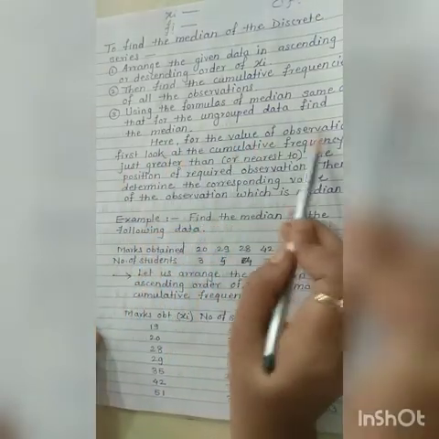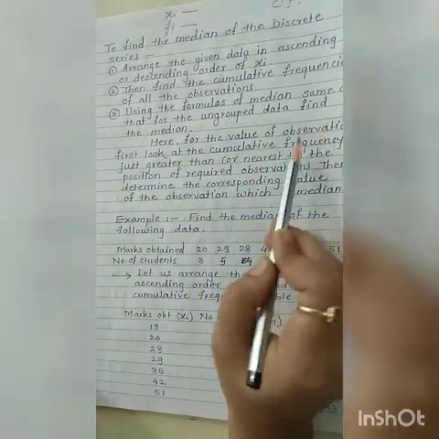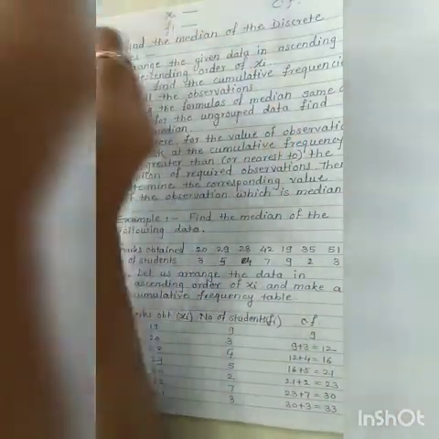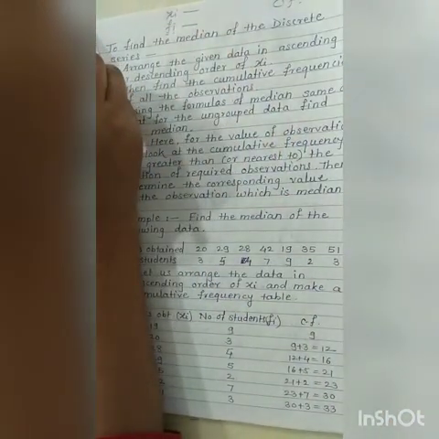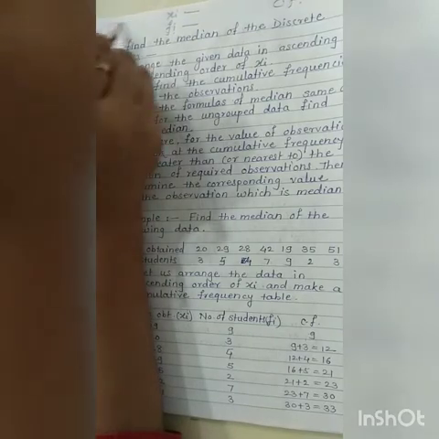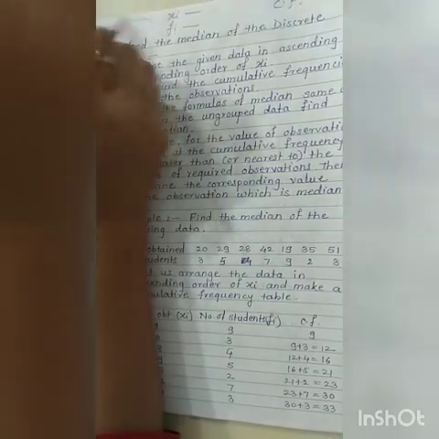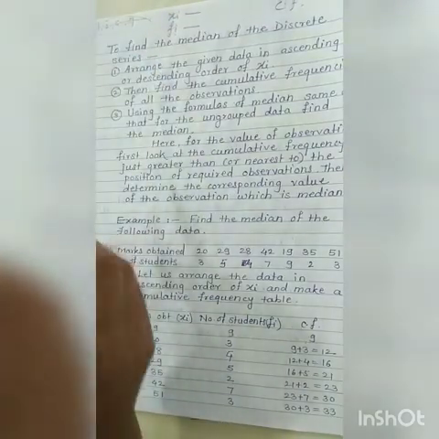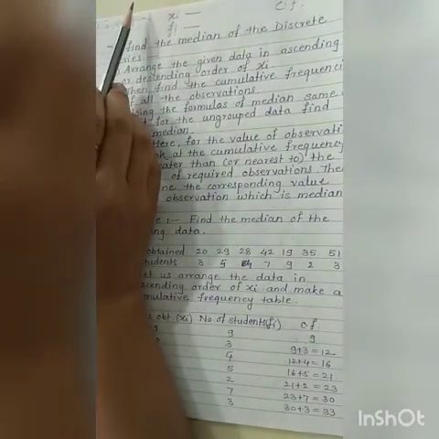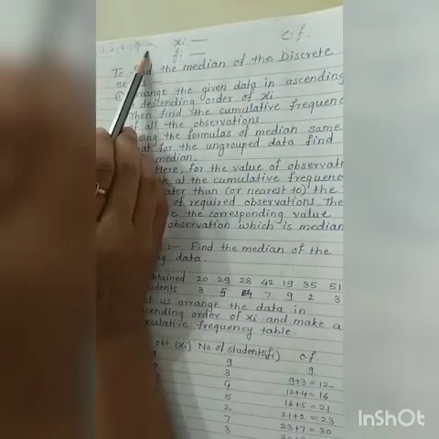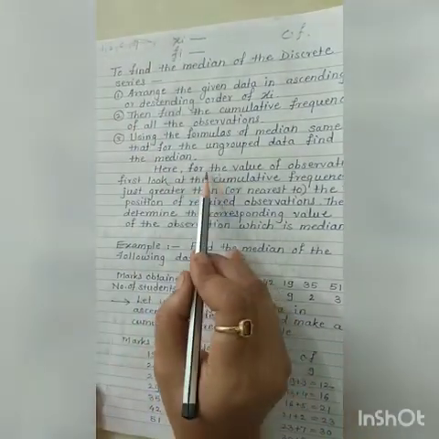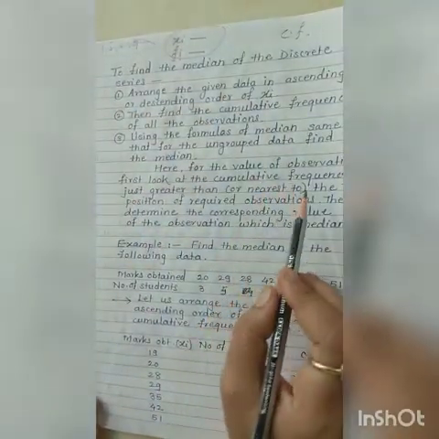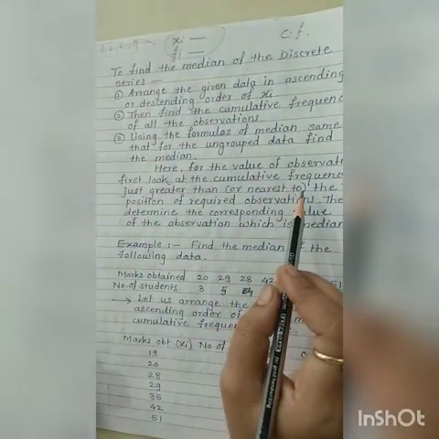Here, for the value of observation, now how to decide the value of observation? Because from the ungrouped data we are directly looking at the given observations, that is 1, 2, suppose 6, 7. Here we are directly looking at the observations given. But for this type of data we cannot directly tell the observation.